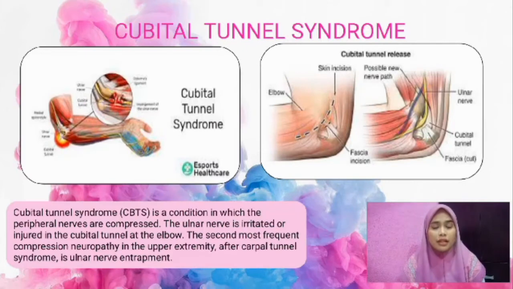The last disease is cubital tunnel syndrome, also known as CTS. Cubital tunnel syndrome is a condition in which the peripheral nerves are compressed. The ulnar nerve is irritated or injured in the cubital tunnel at the elbow. The second most frequent compression neuropathy in the upper extremity after carpal tunnel syndrome is ulnar nerve entrapment.